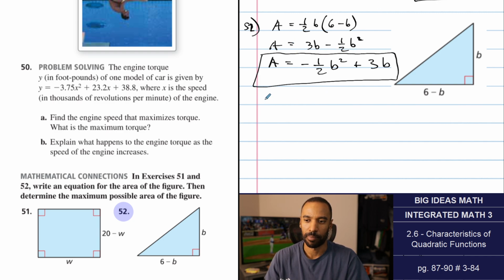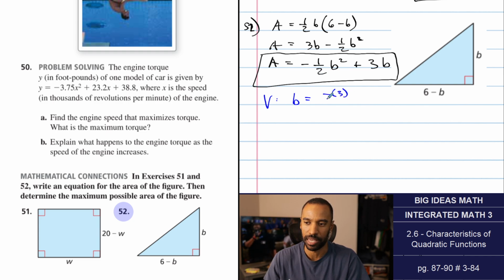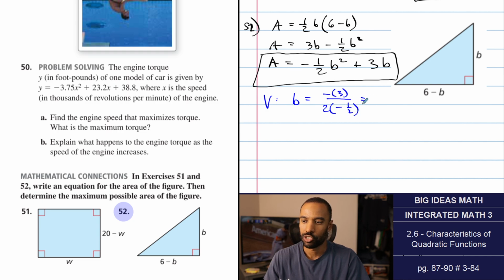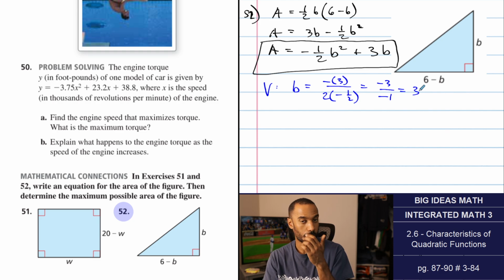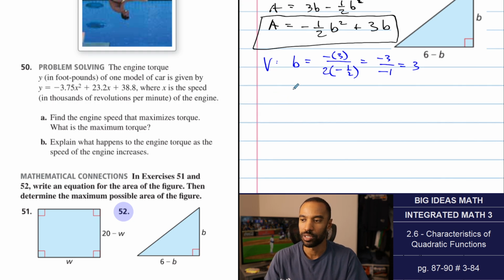Now I want to maximize this based off the vertex. Remember, it's a downward facing parabola, so there is a maximum. The b value that gives you the largest area will be based off negative b over 2a. 2 times negative 1/2 is negative 1. Negative 3 over negative 1 is 3. So with a base length of 3, and apparently a height of 3 as well, when this is squared off, it also maximizes the area most. I guess it's going to be 4.5, but let's plug it in to be sure.